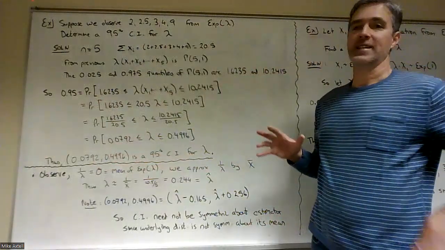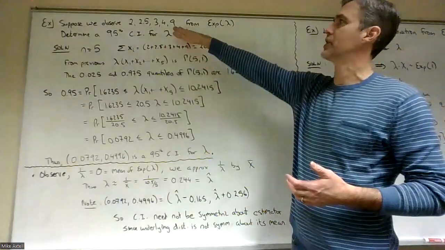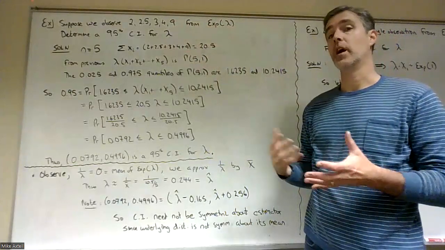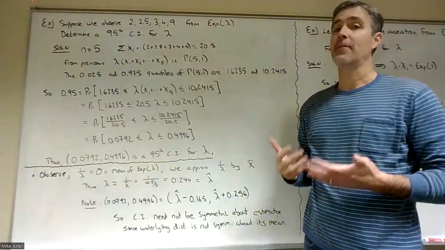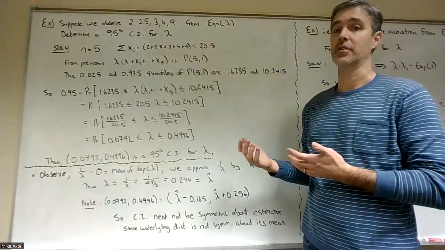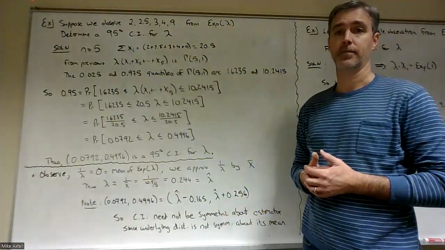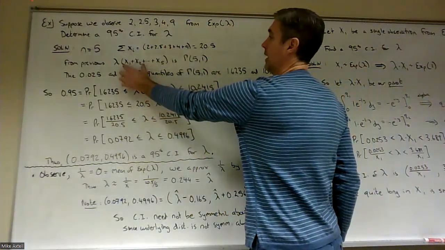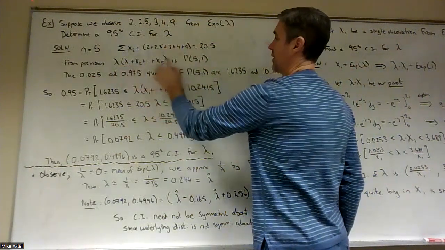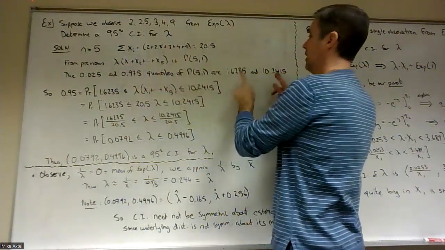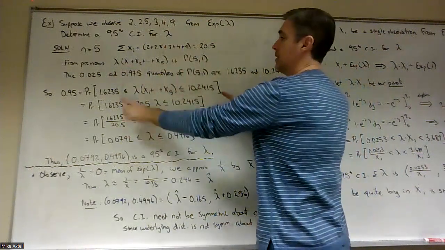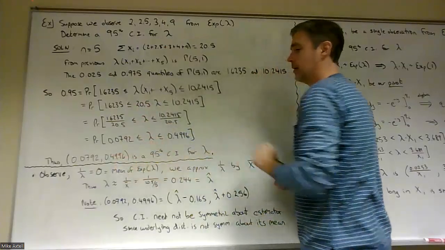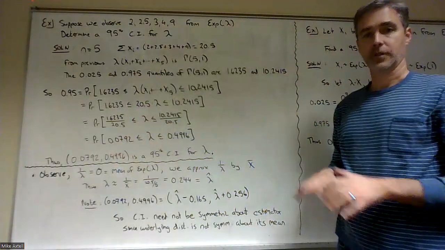That means if I take 100 random samples of size 5 from this exponential distribution and make a confidence interval for each one of those 100 random samples, 95% of those 100 confidence intervals should contain the true value of lambda. Cool. So I created a pivot variable. Its distribution did not depend on lambda. So I could get my quantiles, set it into a probability equation, and then solve for lambda to get lambda's confidence interval.